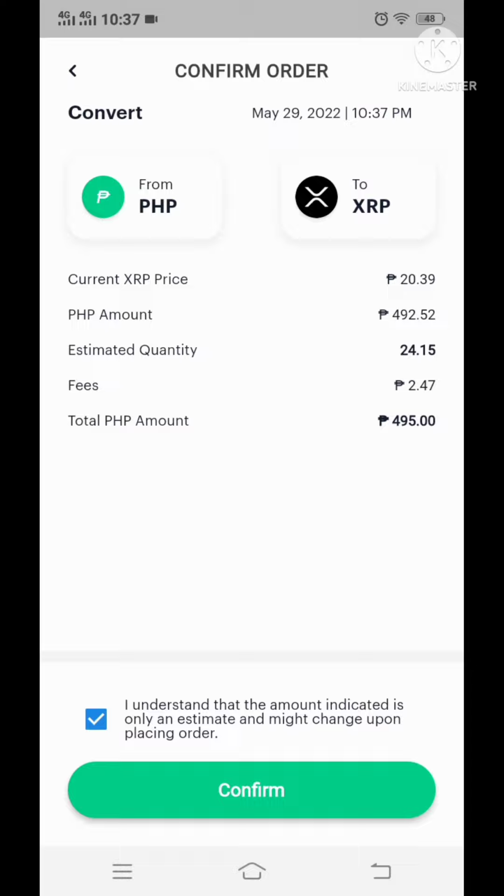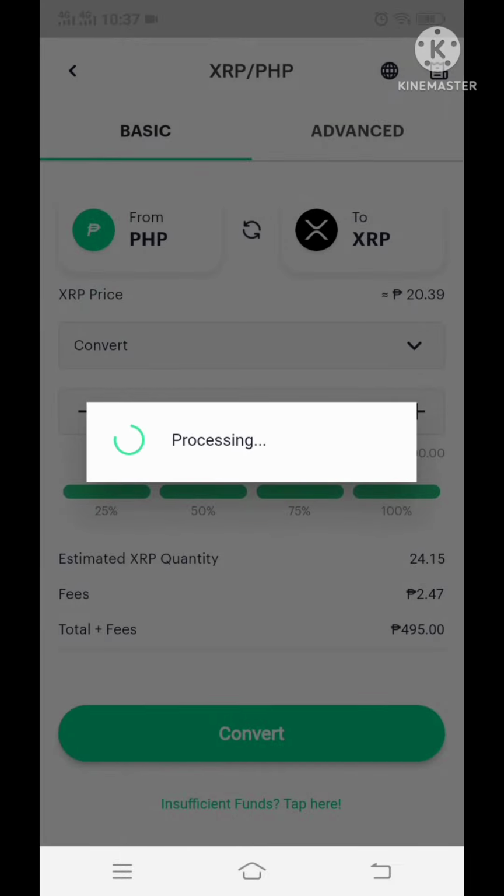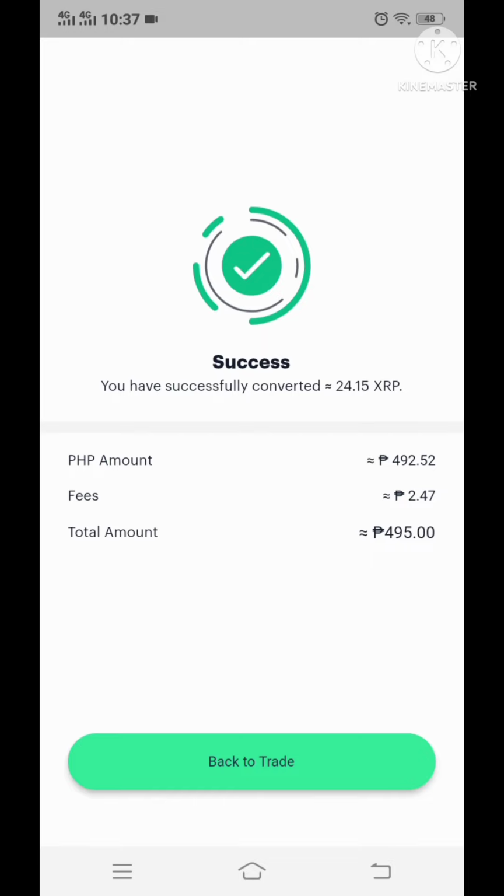So here I'm going to confirm my order. So I'm buying XRP and the current price is 20 pesos and 39 cents. Now it's a success. So it's real time because I'm buying the market price.